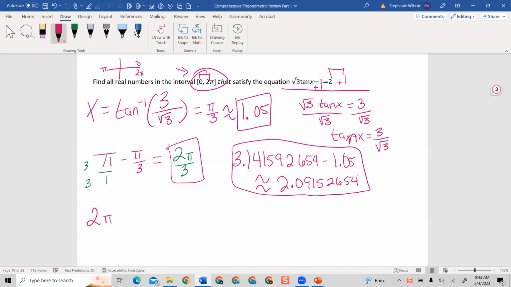So now I'm going to take 2 pi minus that 2 pi thirds, or not 2 pi thirds, my apologies, pi thirds. So I'm getting my two values, right? I know I get these. This is my first set. This would be my next, these two here. One's exact and one's approximation, same with this.